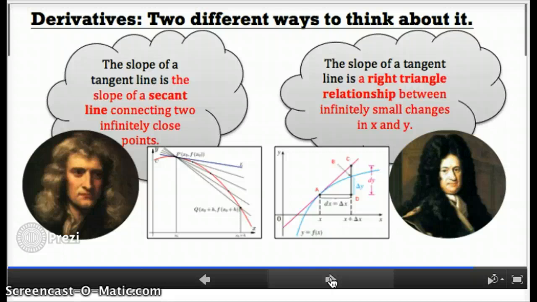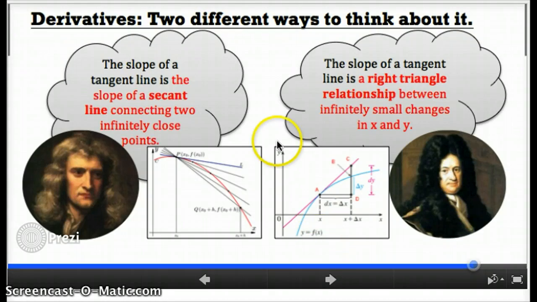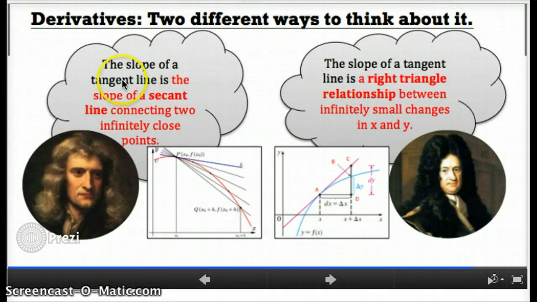For the most part, we've been in this course thinking about a derivative the way that Newton did. Newton said, okay, a derivative is the name we're going to give to the slope of a tangent line. And the way we can find the slope of a tangent line is by looking at slopes of secant lines as two points get infinitely close together. And this should be a pretty familiar picture. Well, Leibniz thought about them differently.